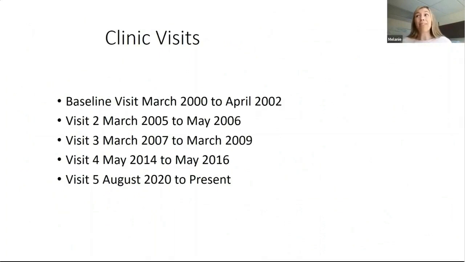So we have lots of longitudinal data. For the main MrOS study, there have been 5 clinic visits. The visits are spaced out about 5 years apart. We are currently seeing participants for visit 5 at at least one of the sites. There were some delays due to the COVID pandemic, and I'm sure everyone has experienced delays in the past year due to that. But visit 5 started in August of 2020 and, again, we're currently seeing participants.